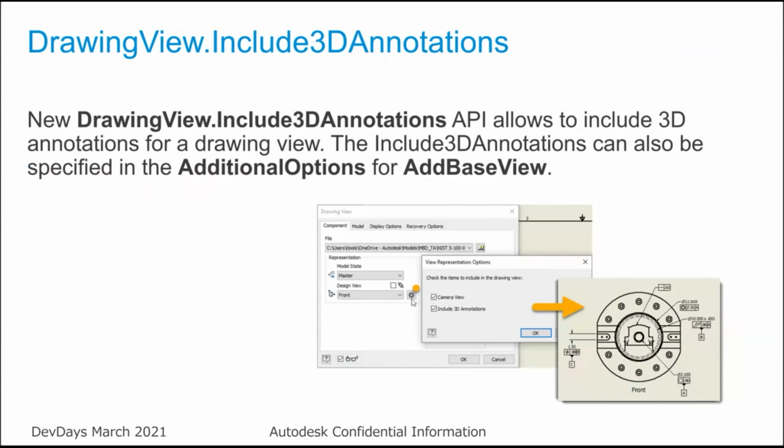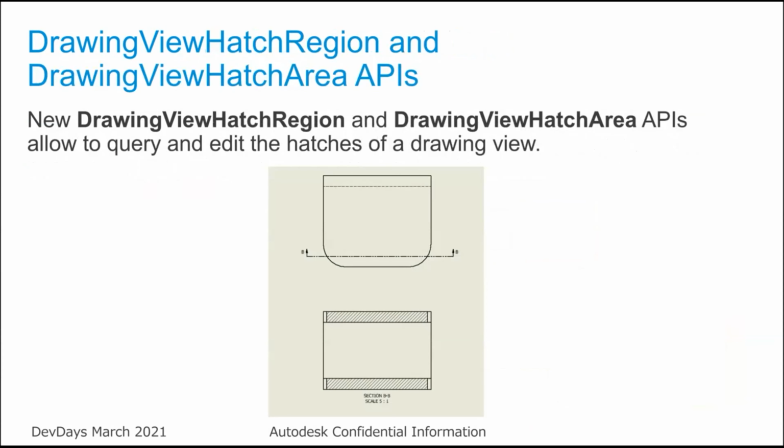Yeah, this is a very interesting one. I think many people are looking for this API because developers want to include 3D annotations and 3D dimensions from the model into the drawing view. So here we have an API for that. Along with this, while adding a base view, you can add additional options. You can mention whether to include 3D annotations or not. These two APIs allow us to query and edit the hatches of the drawing view.